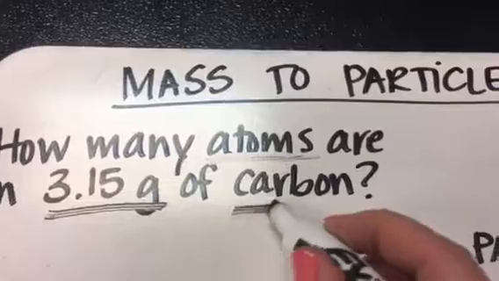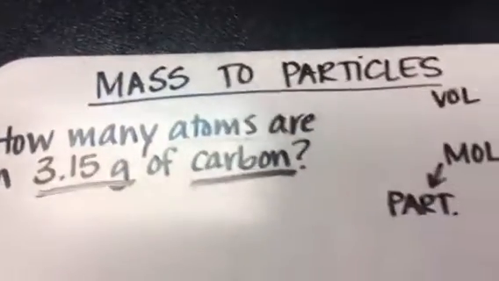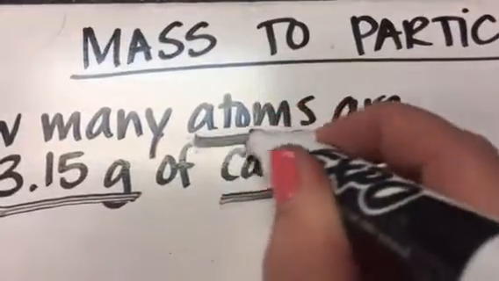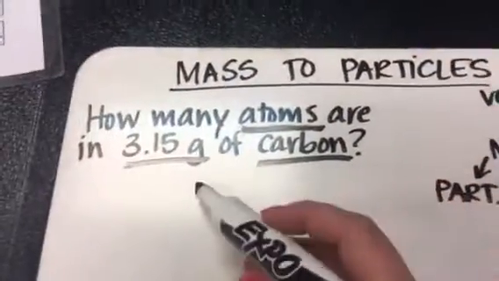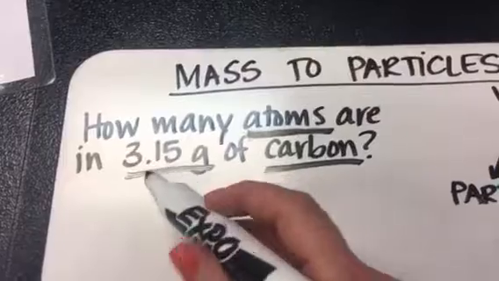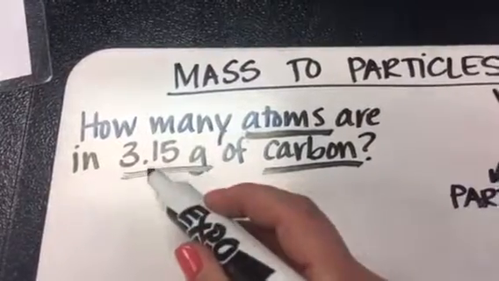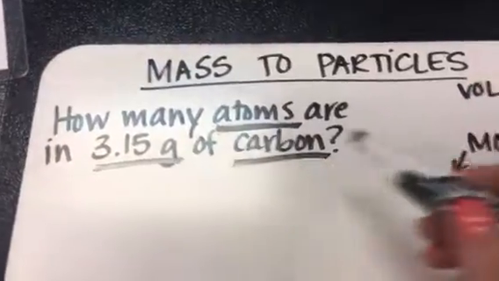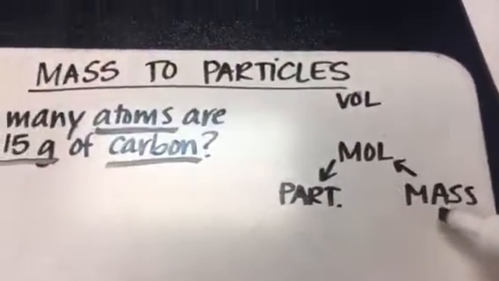And this is also very important: I am dealing with the element carbon. So those are three pieces of information that we need. Let's figure out what we're given. Our known is 3.15 grams. Remember, if the number is attached to the unit, that's what I'm starting with. So grams refers to mass.